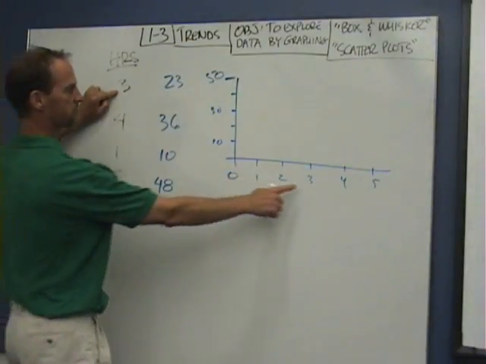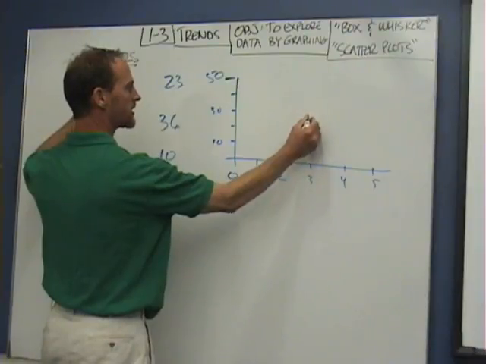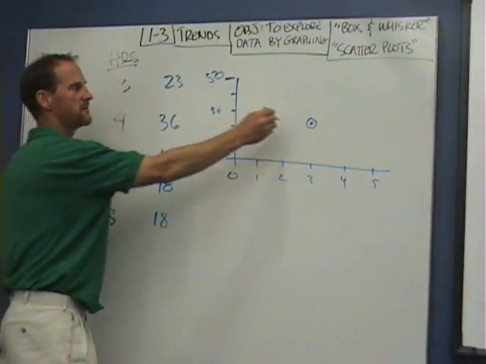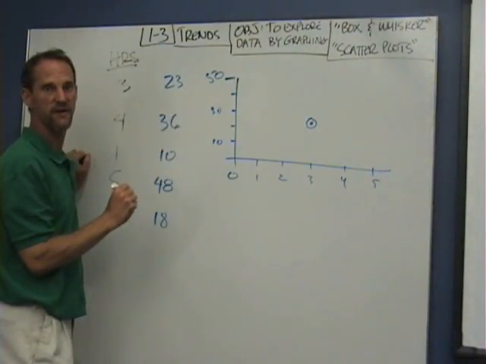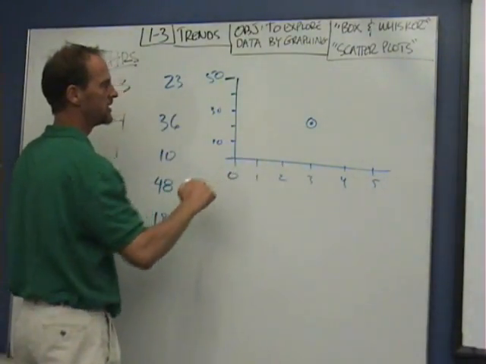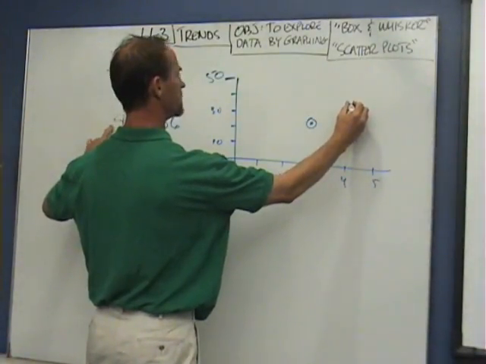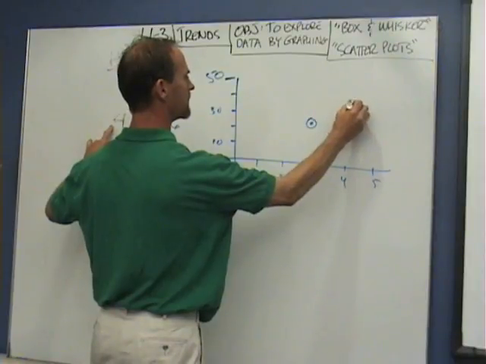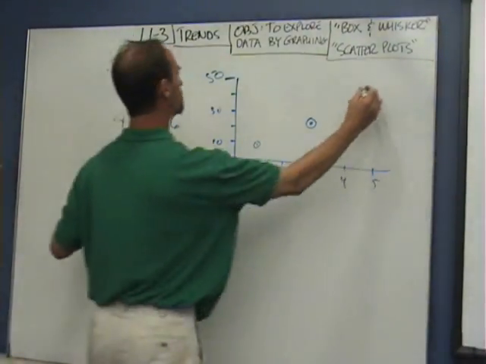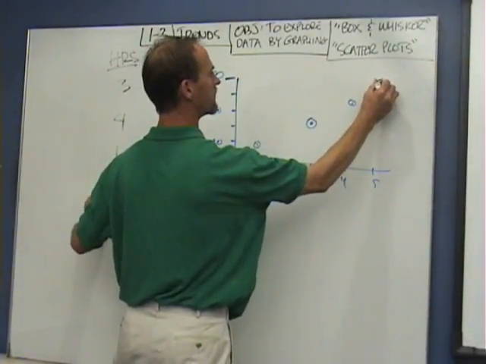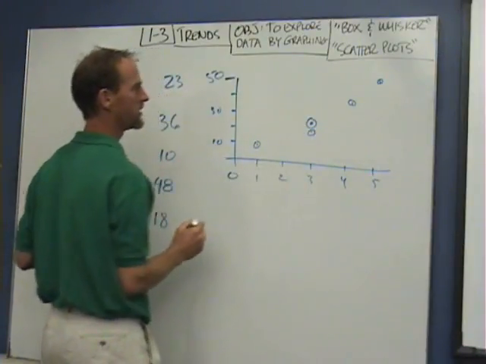So then to make the graph, 3 earns me 23. I like a graph that has a point and then you kind of circle it to make it bigger, rather than make it a big blob. Little points are often hard to find, and if you make a mistake this way, you can check it and circle it and it works well. So 4 is 36, so maybe about there. And 1 is 10, that's pretty easy. 5 is 48, so maybe about there. And 3 then is 18, so maybe about there.